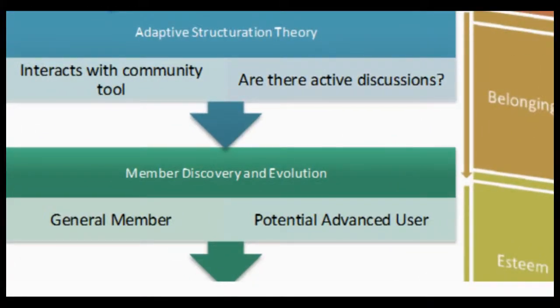So moving on to the next aspects, as you can see, the adaptive structuration theory is at the base here. Once they've moved past that barrier, they're interacting with the community tool, and now they want to know, are there active discussions? So at the base, we're also looking at Maslow's hierarchy of needs. You have to assume that for this to occur or to have the member advance, they're going to want to at least belong to that community.